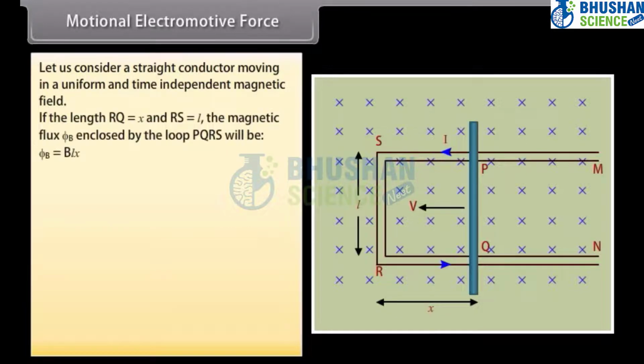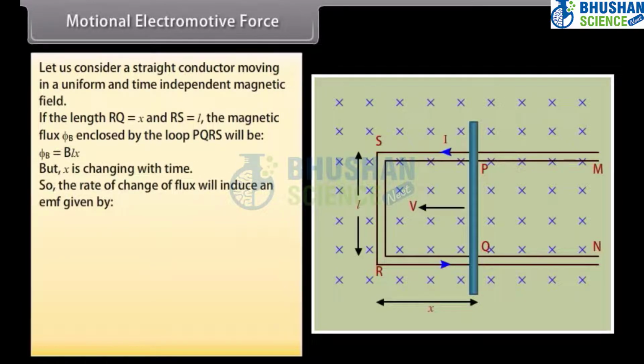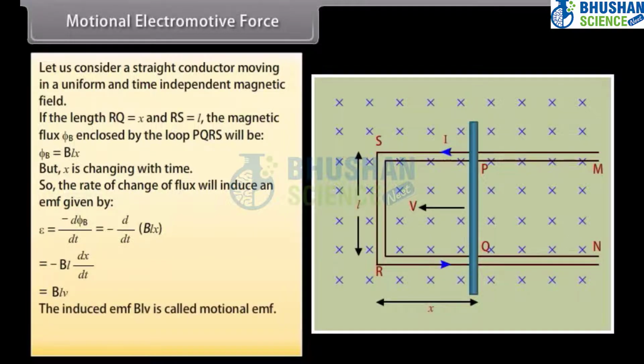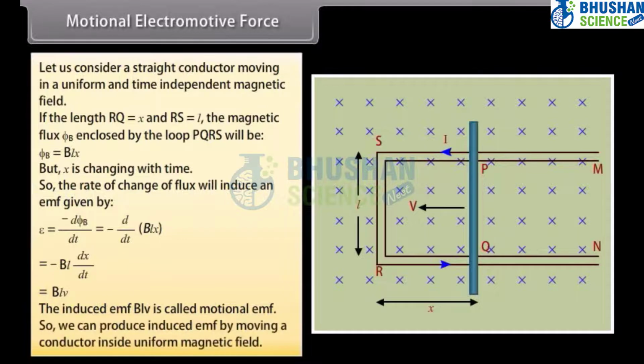If the length RQ is x and RS is L, the magnetic flux ΦB enclosed by the loop PQRS is BLx, but x is changing with time. So the rate of change of flux will induce an EMF given by minus d(BLx)/dt, which is equal to BLv. The induced EMF BLv is called motional EMF. So we can produce induced EMF by moving a conductor inside a uniform magnetic field.